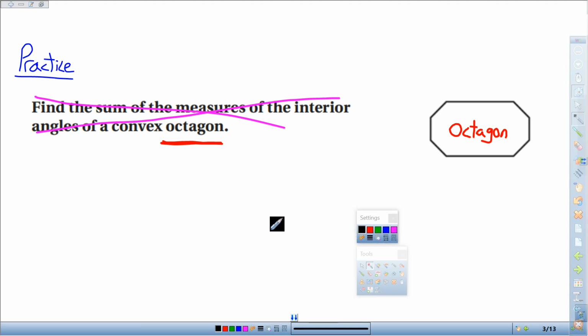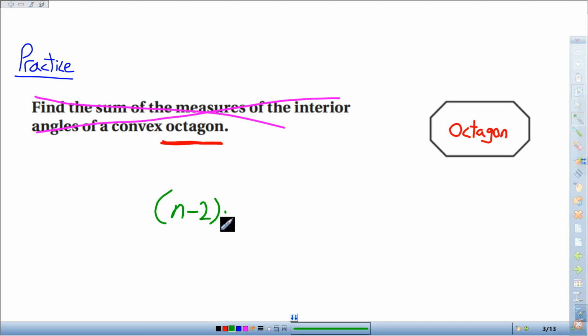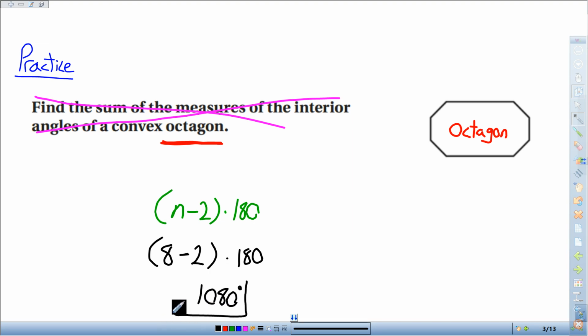Okay, so an octagon has 8 sides. Just to write out the formula again, we have n minus 2 times 180, and n is the number of sides, 8. So we have 8 minus 2 times 180. Again, I'd probably just do this math in my head. 8 minus 2 is 6, and 6 times 180, we're getting 1080. So the sum of all 8 angles added together, that's what we mean by the word sum, would add up to 1080 degrees.